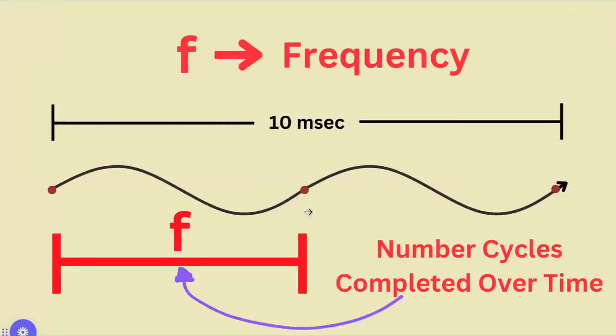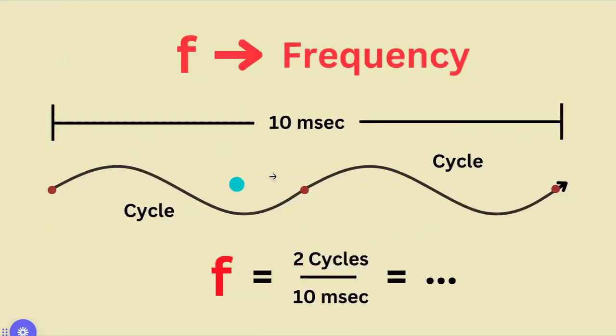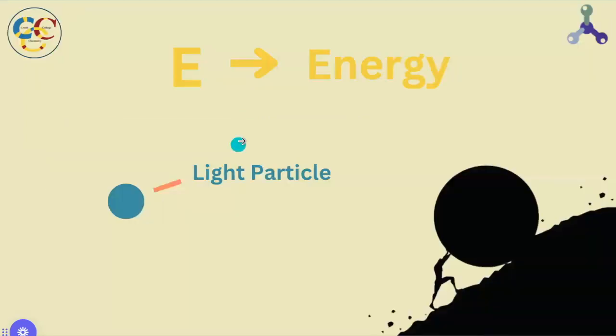It's defined as the number of cycles or repetitions that the wave completes in a fixed amount of time. So we calculate it by dividing the number of cycles completed by the amount of time it took to complete those cycles. Next up, we have energy. And essentially what that is, is the ability to do work and make things happen. Now that might sound super vague, but the way that we use energy is incredibly understandable.